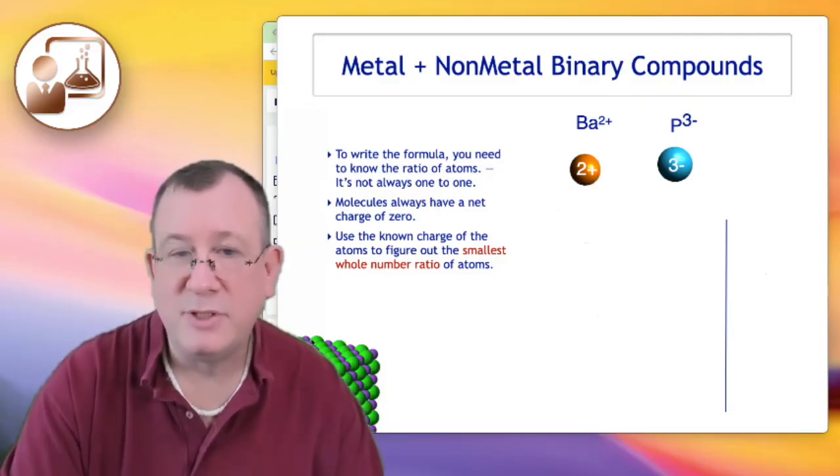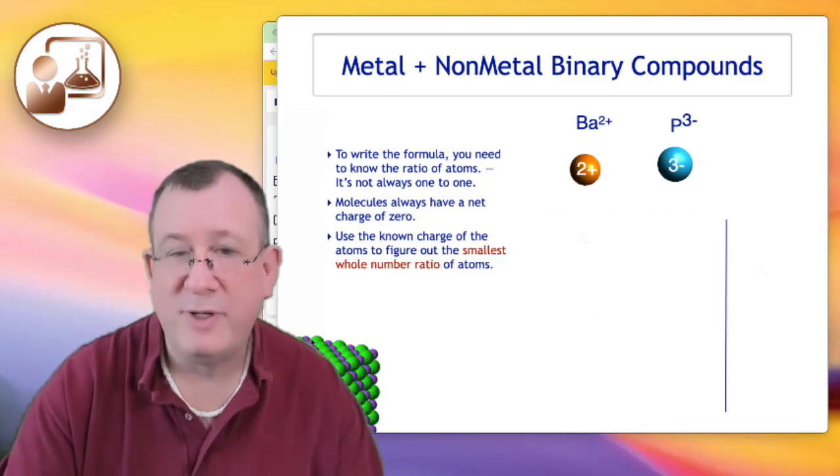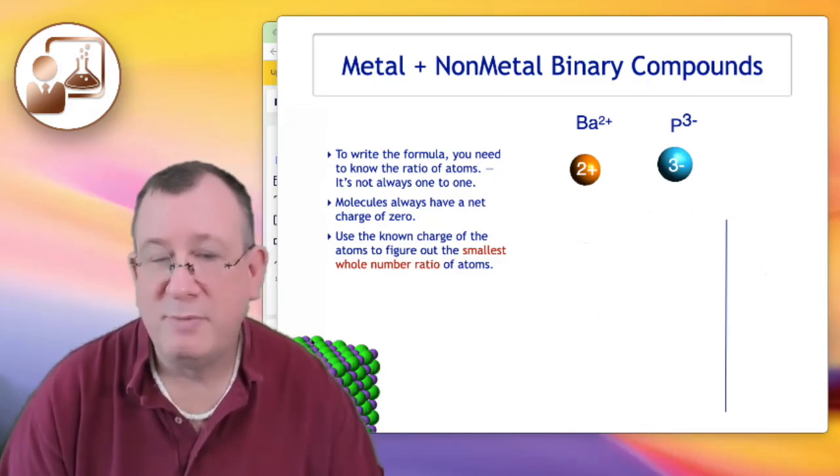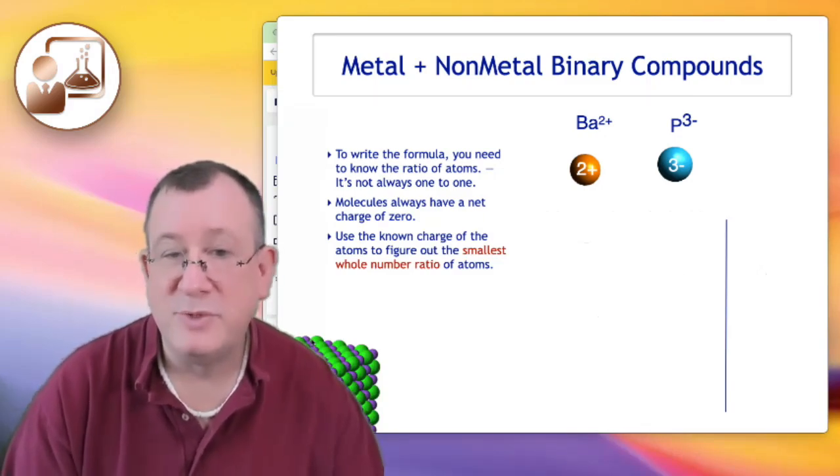Barium is predictable at 2 plus. Phosphide is predictable at 3 minus. The smallest whole number multiple, the least common multiple of those two, is 6.